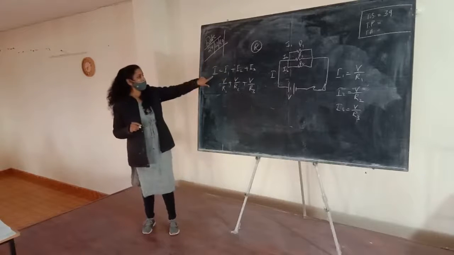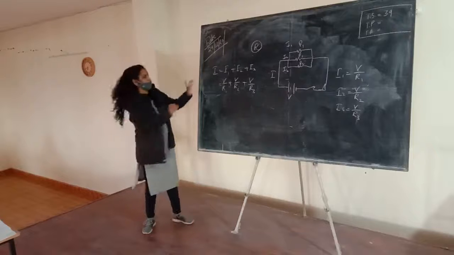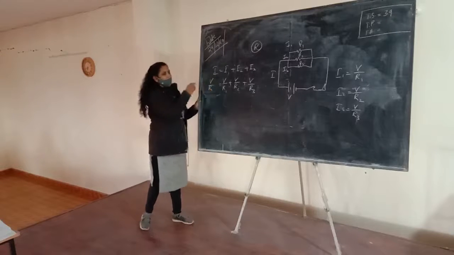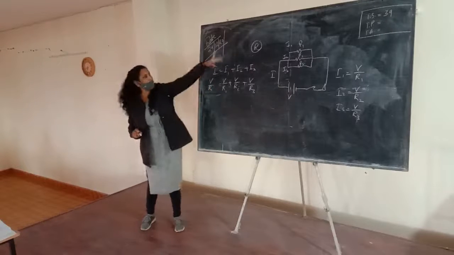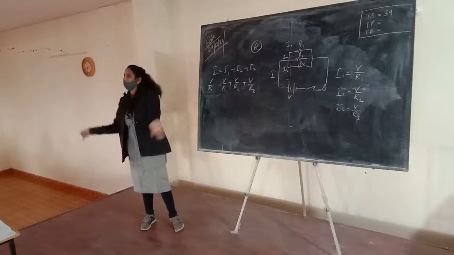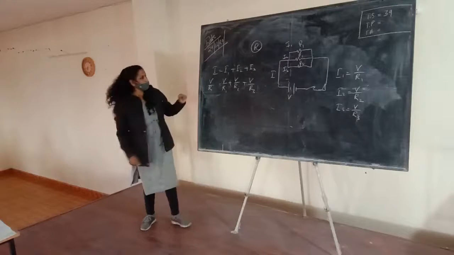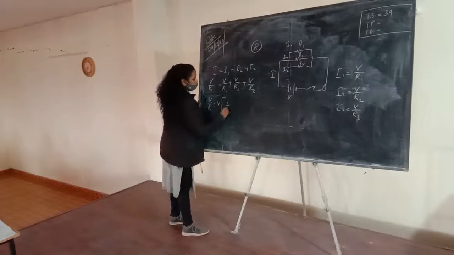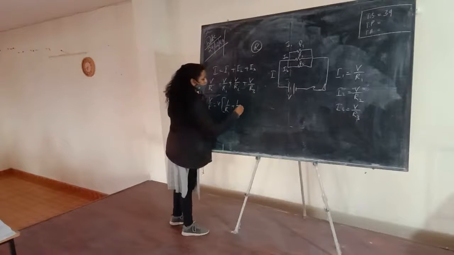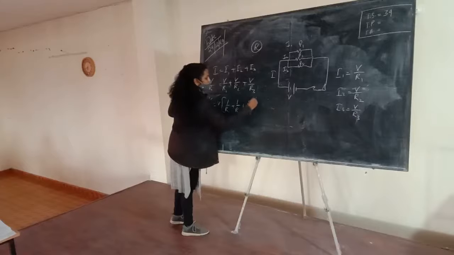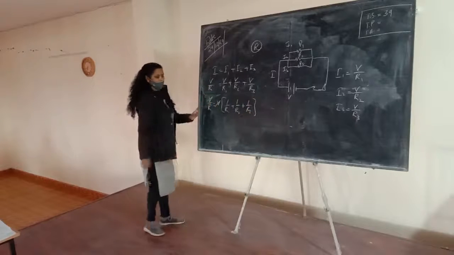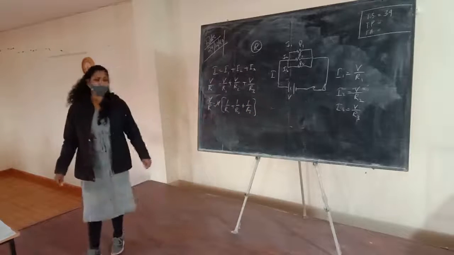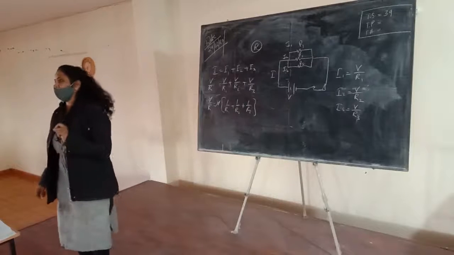And what is the total? What is the value of the total current here? It will be V upon R. V is the potential difference and R is the total resistance of the whole circuit. Okay? So we can take V as common. It will be 1 upon R1 plus 1 upon R2 plus 1 upon R3. V will cancel on both sides. It will be 1 upon R is equal to 1 upon R1 plus 1 upon R2 plus 1 upon R3.